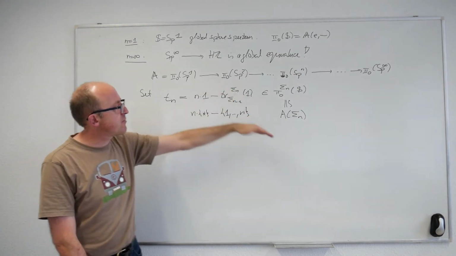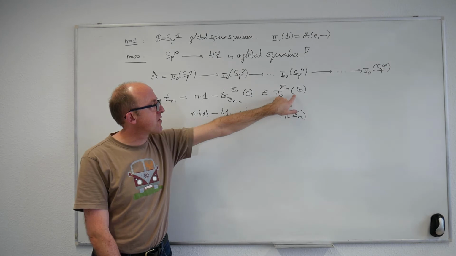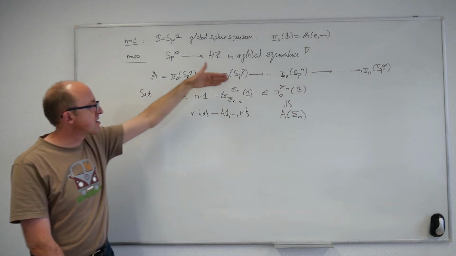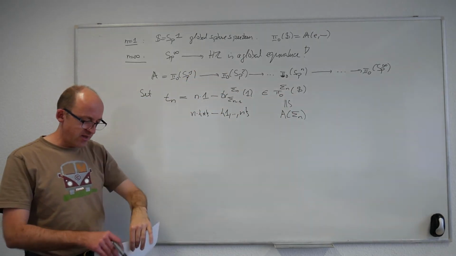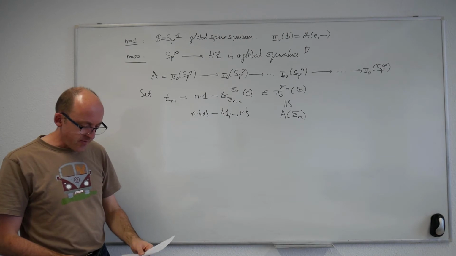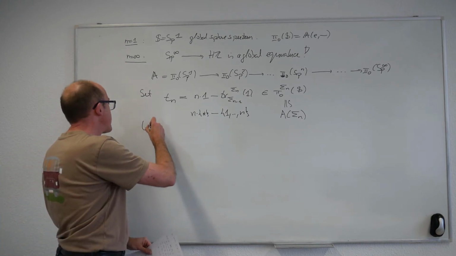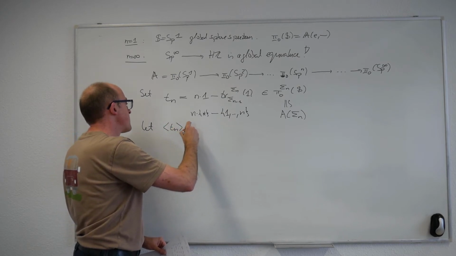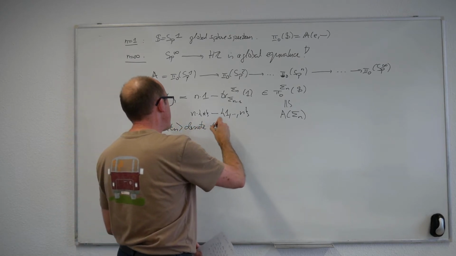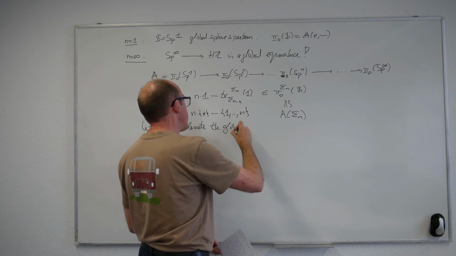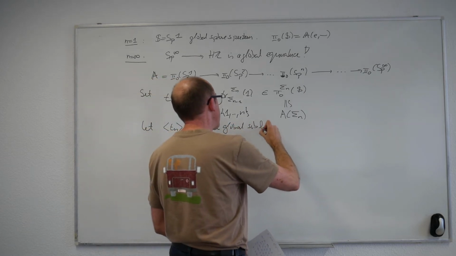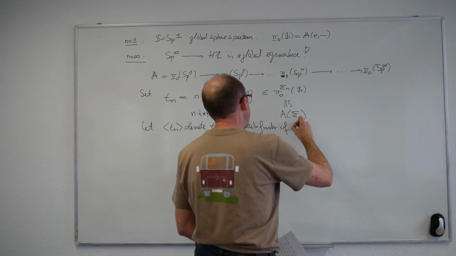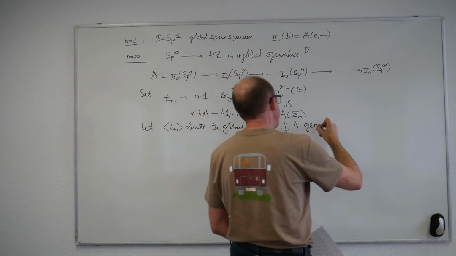And under this correspondence between the Burnside ring and the equivariant stable homotopy group in dimension 0, this is what these elements correspond to. So now we look at the global subfunctor generated by this. Let Tn denote the global subfunctor of the Burnside ring global functor generated by Tn.